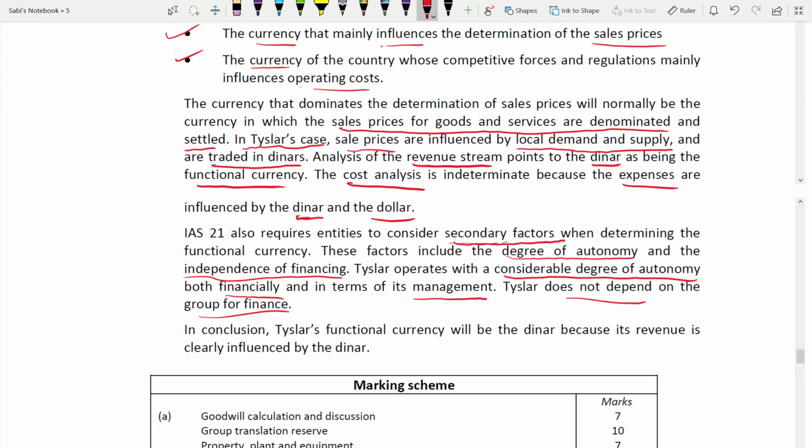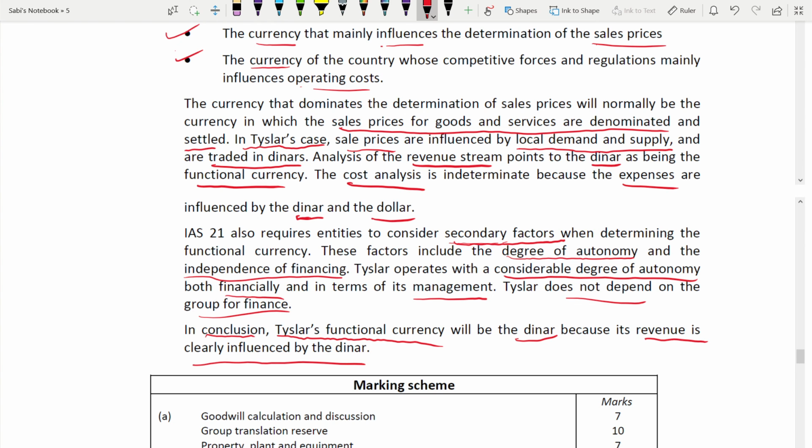So in conclusion, whose functional currency? Tysel's functional currency will be the dinar because its revenue is clearly influenced by the dinar. In conclusion, this is the functional currency. See the reason, because its revenue is clearly influenced by the dinar, so you cannot go by the other factors. In conclusion, you can just give one point. You don't have to repeat all the primary and secondary factors. You can just say revenue is clearly influenced by the dinar.